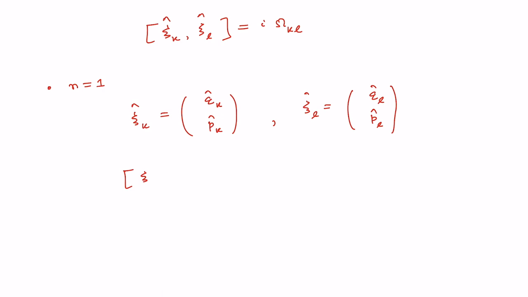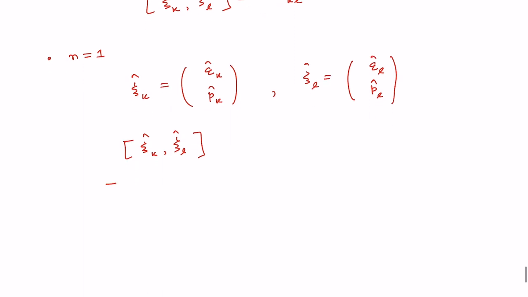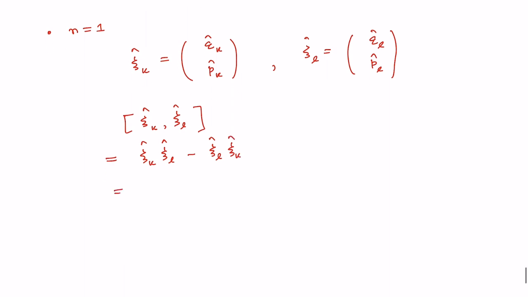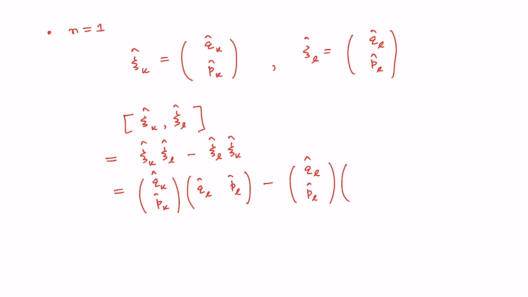So ξ_k ξ_l, it's a commutation, so I can write it as ξ_k ξ_l minus ξ_l ξ_k. ξ_k I will take in this form, q_k p_k, and this one I will write in the row form, that would be q_l p_l, minus q_l p_l and the column form q_k p_k.